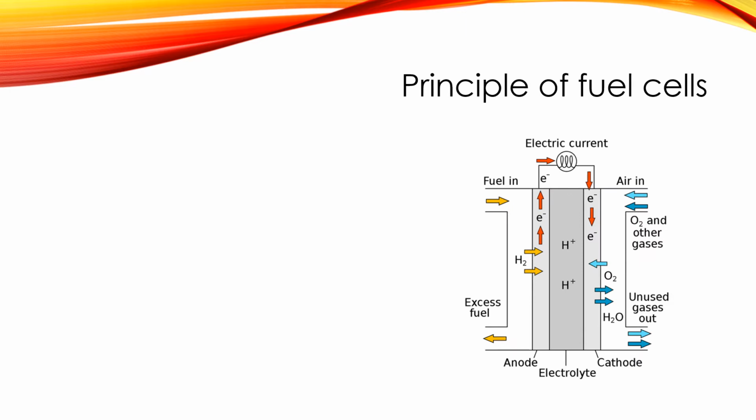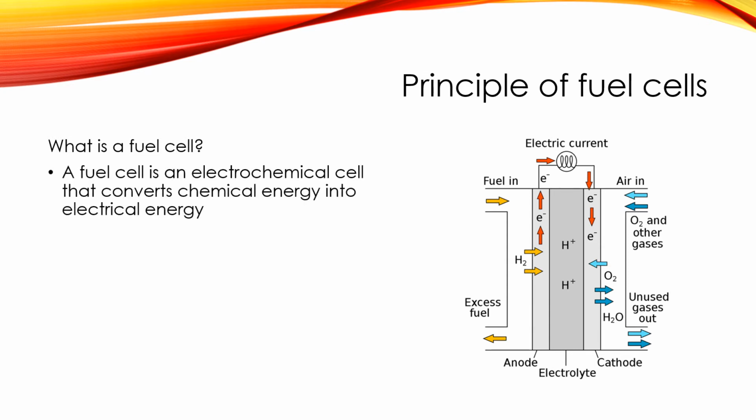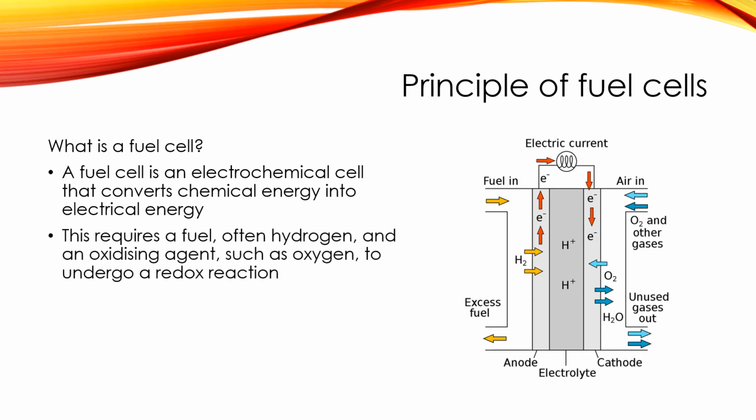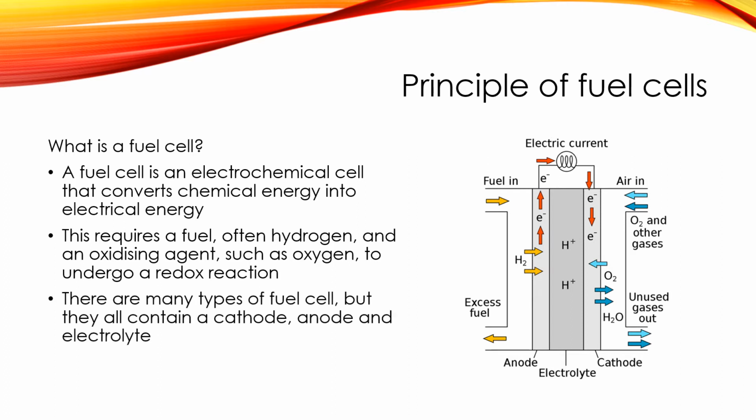So firstly, we're going to discuss the principle of fuel cells. I like to ask myself the question, what is a fuel cell? A fuel cell is an electrochemical cell that converts chemical energy into electrical energy. This requires a fuel, often hydrogen, and an oxidizing agent, such as oxygen, to undergo a redox reaction. There are many types of fuel cells, but they all contain a cathode, anode, and electrolyte.